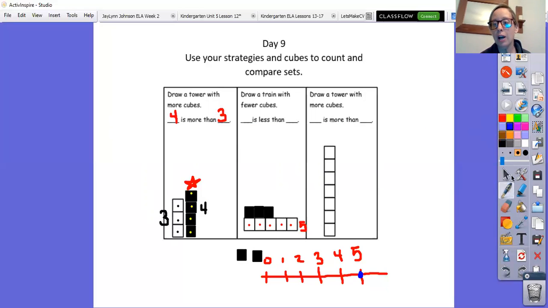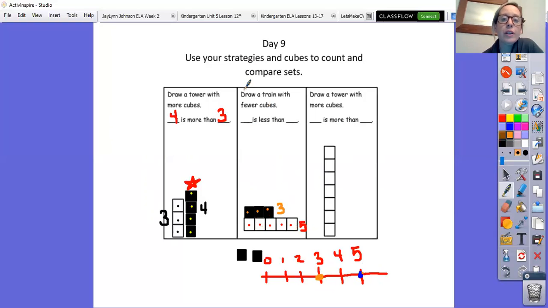Let's count to see how much we have in our shorter train. Count with me. 1, 2, 3. So that number is 3. Okay, and if we look on our number line, look, 3 is fewer than 5, because 3 comes before 5. I have 3 blocks here that make up my train and 5 here. So 5 is more and 3 is fewer.